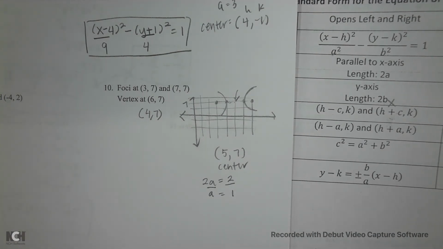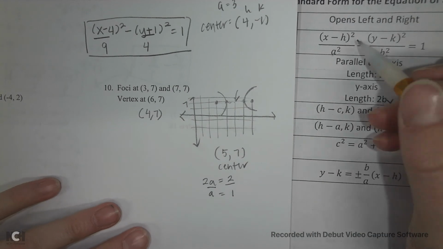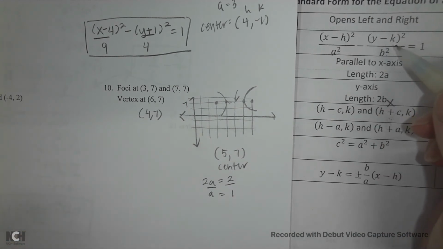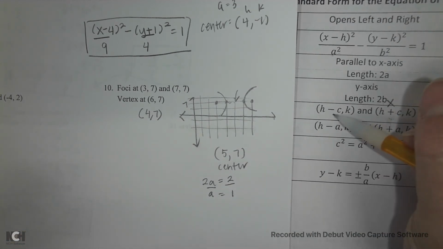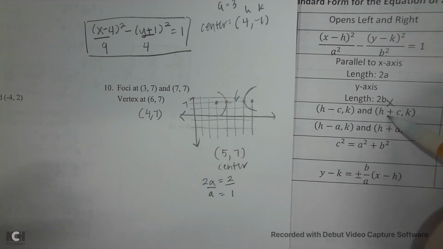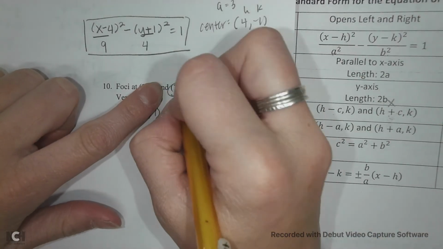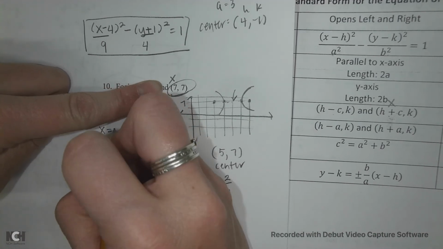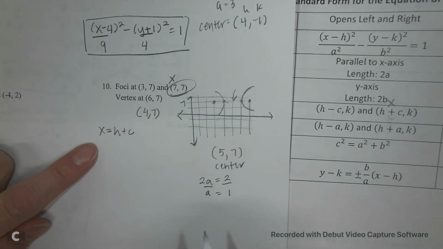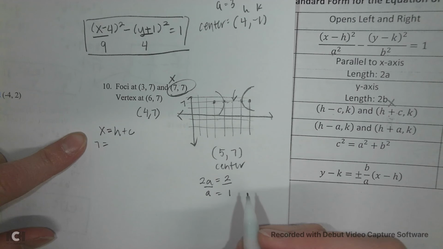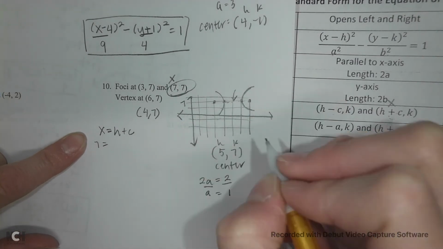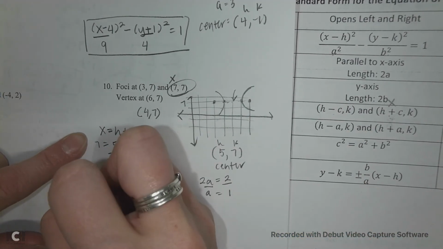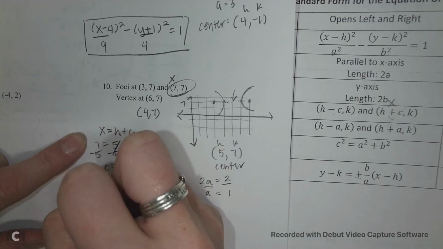Well, since I don't have my other measurement, my conjugate axis, I need to use my Pythagorean theorem. So since this one opens left and right, I am going to look at my focus, and I'm going to look at this guy, my bigger focus. So that would be 7, 7. So I'm looking at that x value, because x equals h plus c. I know my x value is 7, and I know that my h value, because this is h, k, is 5, plus c, minus 5, and c equals 2.